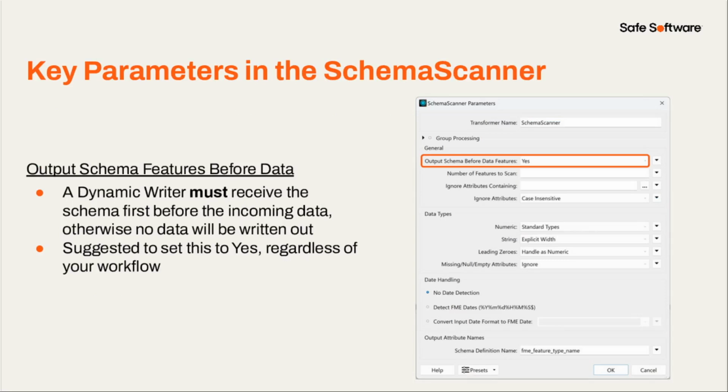So one of the key parameters in the schema scanner is the output schema before data features. Essentially, with the writers in FME, your dynamic writers must receive a schema first before incoming data. So in some cases where the data is reaching the writer first, you might run into a frustrating scenario where you go and check your folder where you expect your data to be output and there's nothing there. A lot of times that can be caused by the data reaching the writer first and the schema lagging behind. So for the schema scanner, in this case, I recommend setting that parameter to yes.